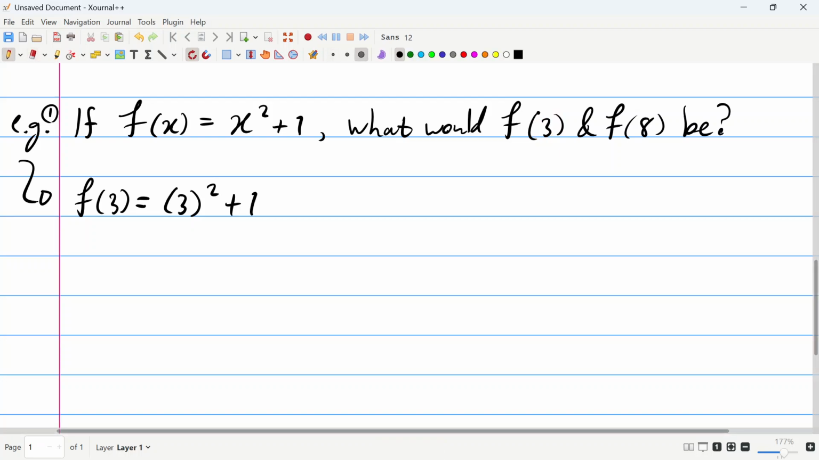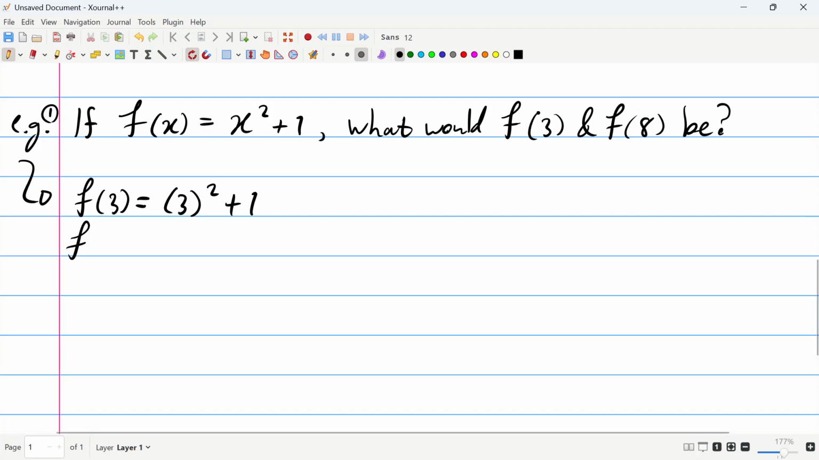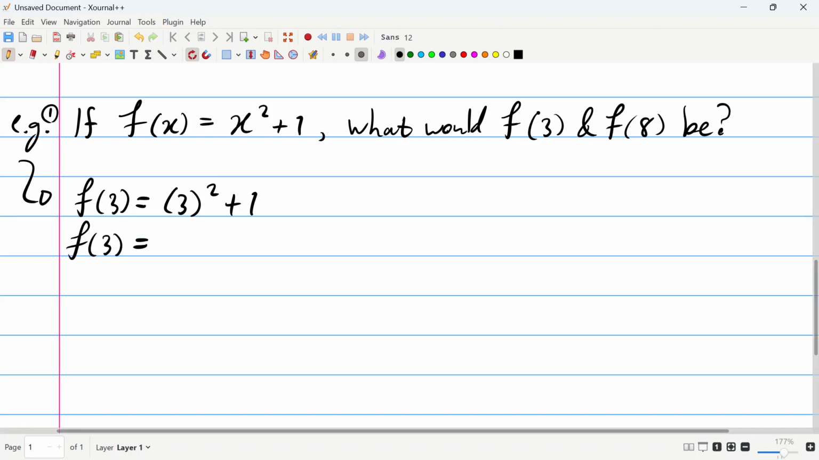Okay. And then from here, f of 3 will just be equal to 3 squared, which is 9, plus 1, which is 10. Now, that is our output.